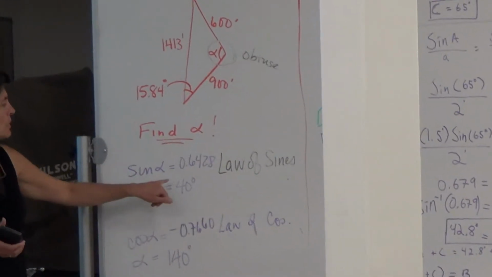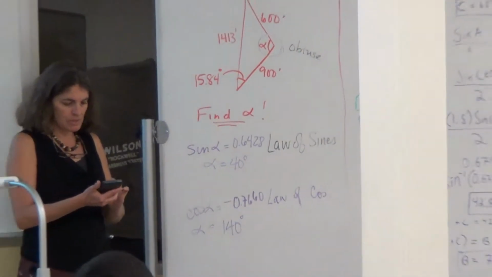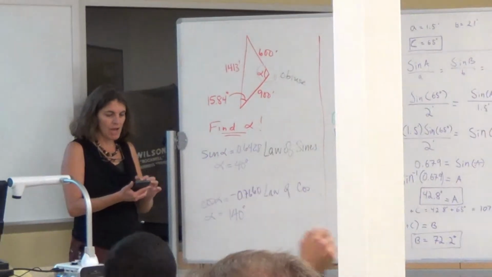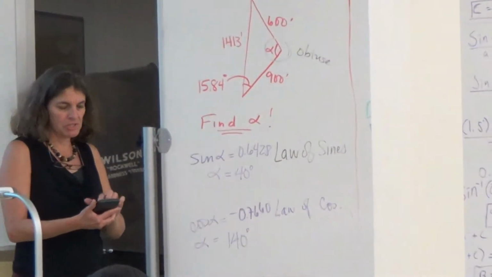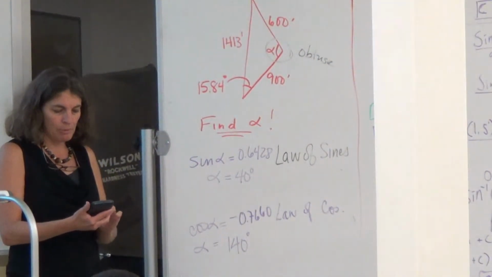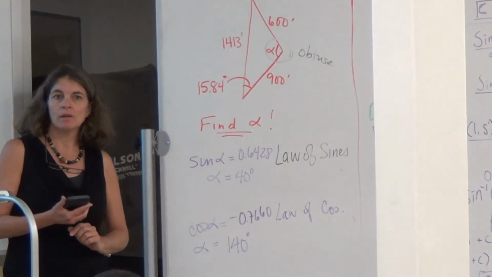So we get 0.6428? You got 0.6428, clear? Yeah. 0.6428, and you did the inverse sine and you get 40 degrees. And if you do the sine of 40, it's 0.6428. And if you put in the sine of 140, it's also 0.6428.